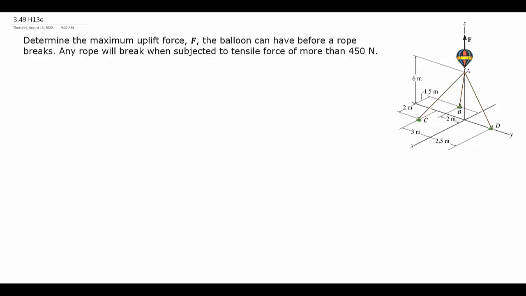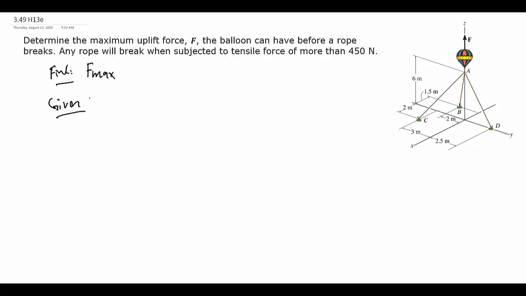This problem asks us to find the maximum upward force before one of these three ropes fails under a tensile load of 450 newtons or more. So we need to find what is the maximum value that F can have. I'll call that F max.